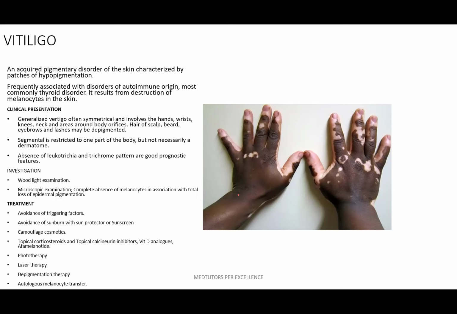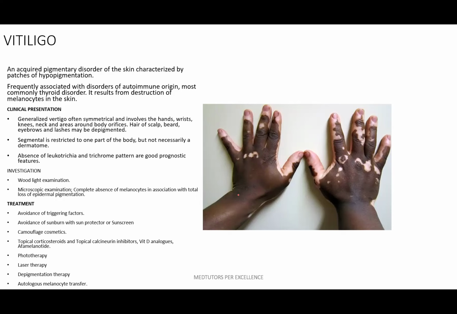When you look at their vitiligo, you see an area that is completely white, and some area that is just maybe brownish, not completely white, and then the dark skin. It means the disease is actively progressing. It's at the active stage. It's not a good prognosis. Or when you see whitish hair growing around those hairy areas, that is leukotrichia. So the absence of leukotrichia and trichrome pattern are good prognostic features.